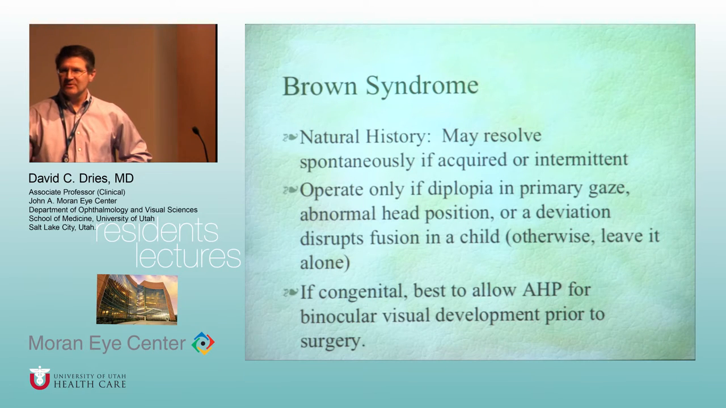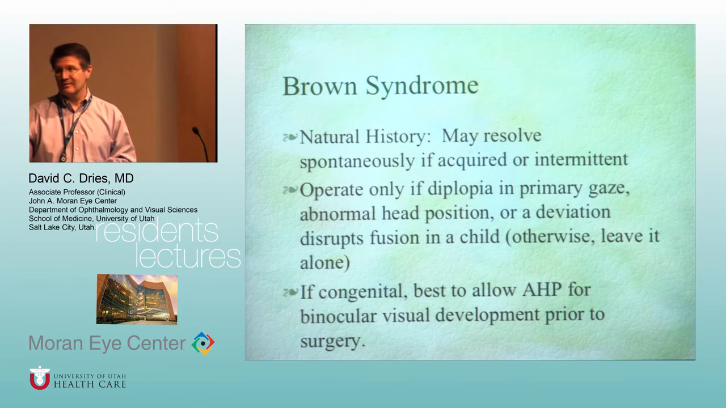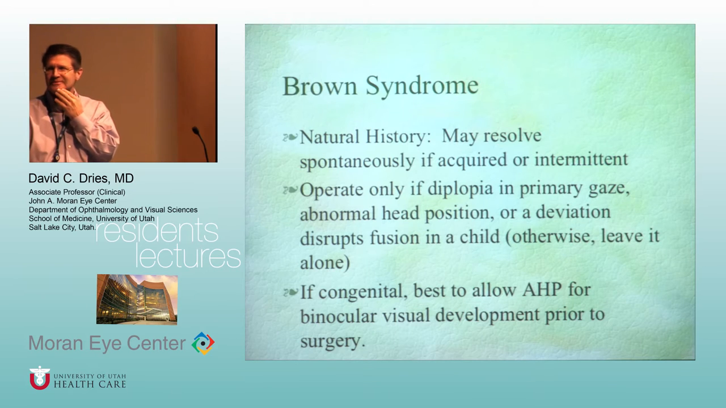What the heck? What's going on? Well, you can have a congenital abnormality of the superior oblique tendon trochlea complex, just like that kid I just showed you. But it can be acquired. You can give someone Brown syndrome by doing orbital surgery. Is it Swan incision? Is that what it is? I think so. That can happen. So you can give someone Brown syndrome with that.